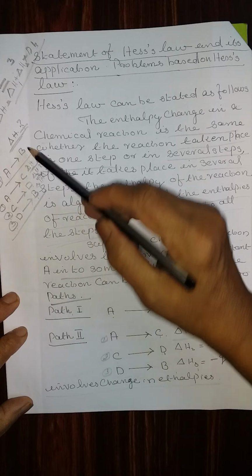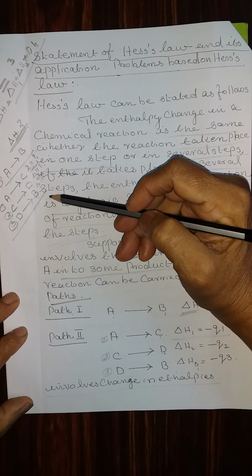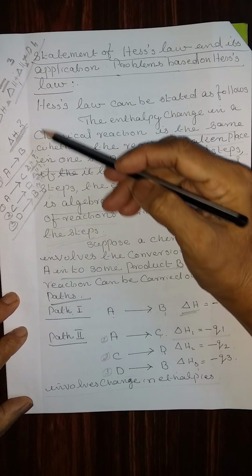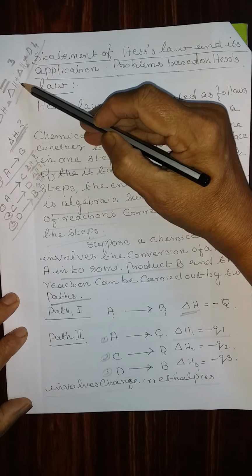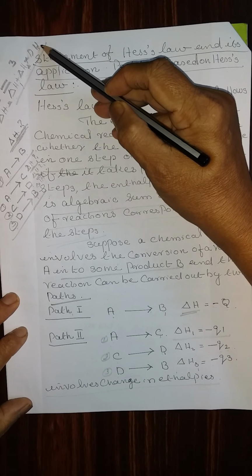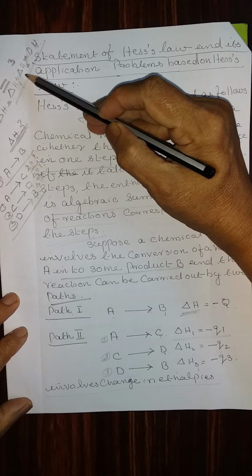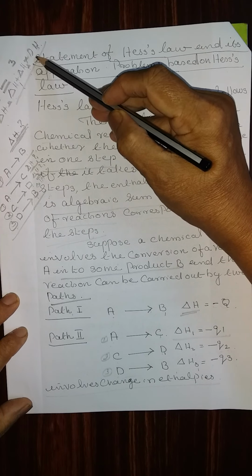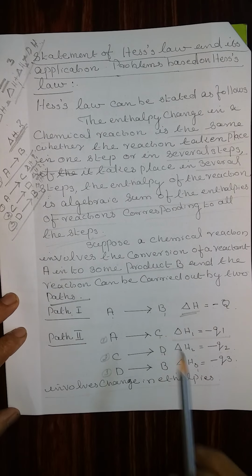Therefore, the delta H in one step will be equal to the sum of the delta H values. If the first step is delta H1, the second delta H2 and the third delta H3, then delta H is equal to delta H1 plus delta H2 plus delta H3. The same thing is going to be explained here.